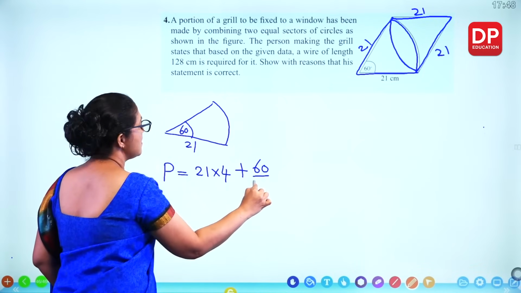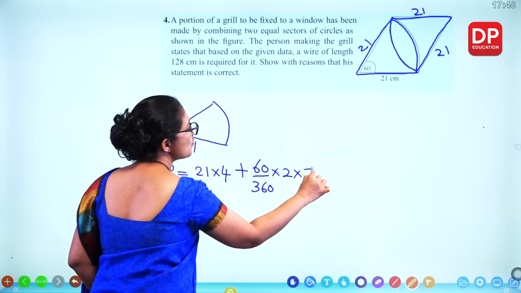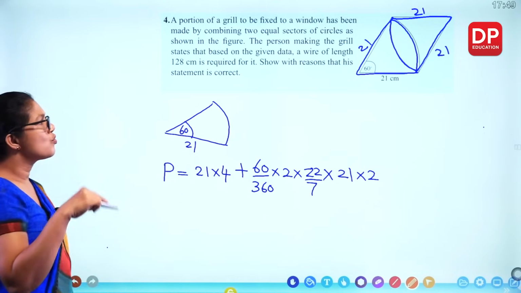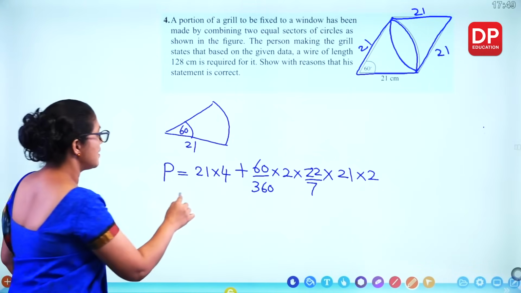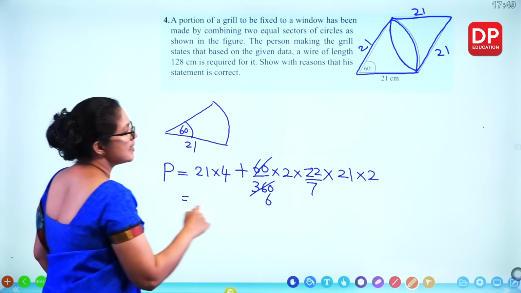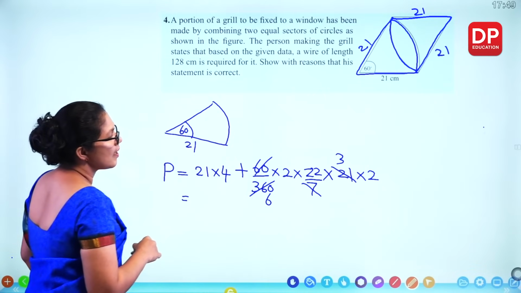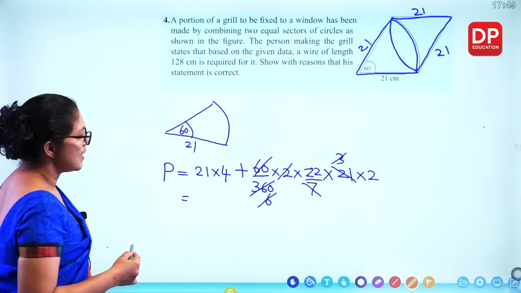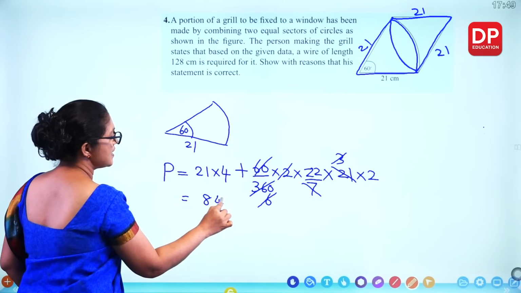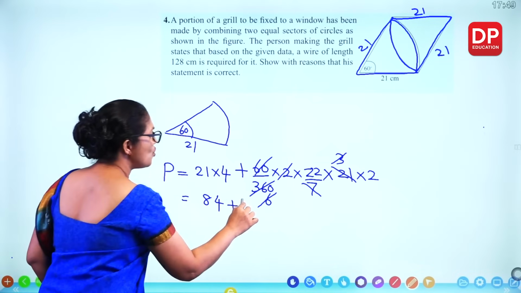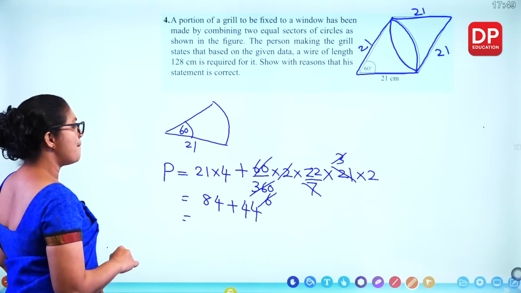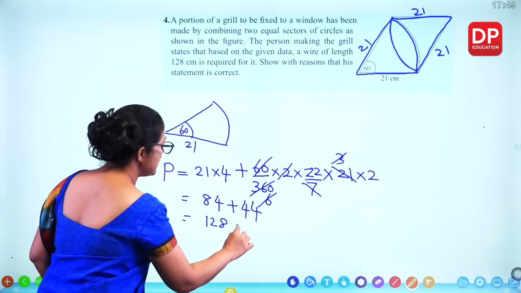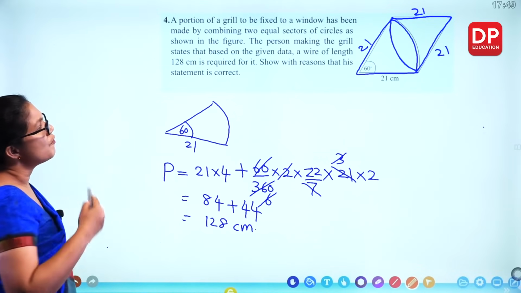So angle is 60, divided by 360, into 2 pi r. Pi is 22 over 7, r is 21, and you need to multiply this by 2 because there are 2 sectors and you need 2 arc lengths. Now try to simplify. 60 times 6. 7 times 21, that's 3. What else can we cross out? This 2 and this 3, you get 6, cancel out with this 6. And you get 4 times 1 is 4, 4 times 2 is 8. 84 plus 22 times 2, that's 44. So what's the total perimeter? You get 128 centimeters for the full perimeter.